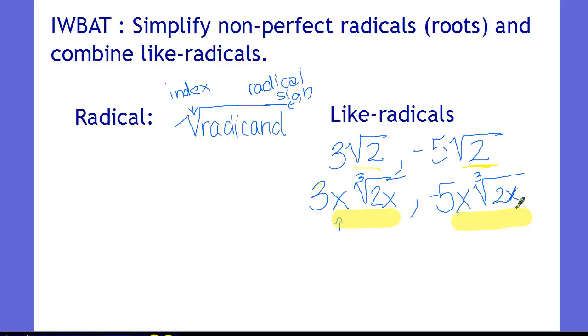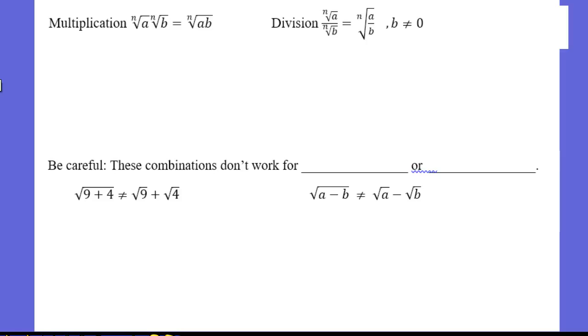Does that make sense? Yes? Okay, so I don't want to write a verbal explanation of like radicals. I believe that is a great visual for like radicals for you. Okay, so let's look at the next part now that we've talked about our vocabulary terms. It's these rules here, these properties of radicals that you've been provided.